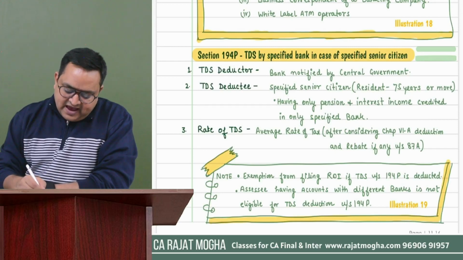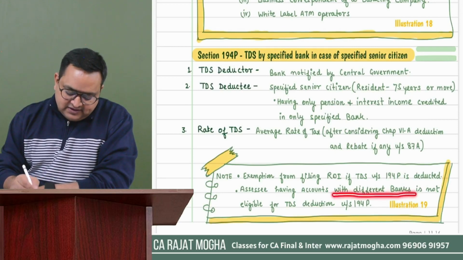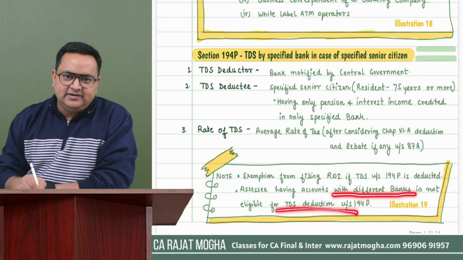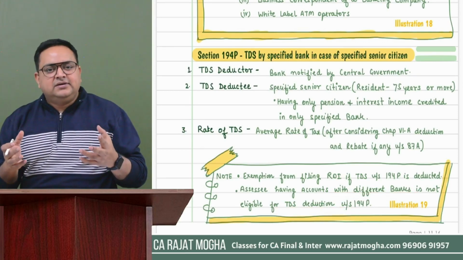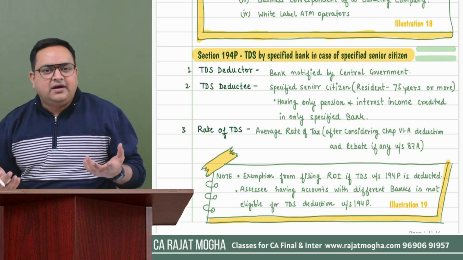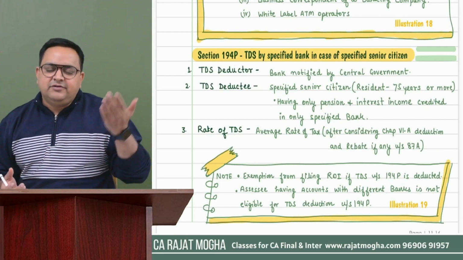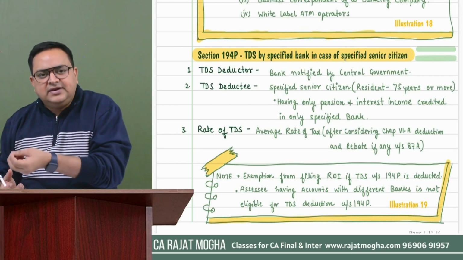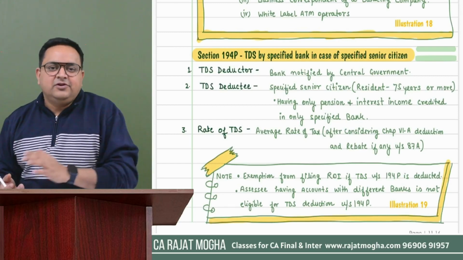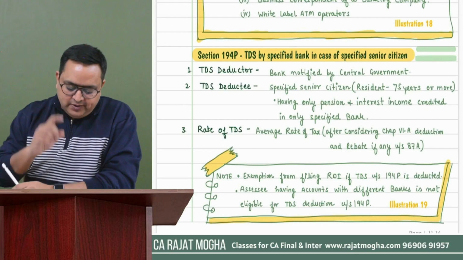And if the assessee has accounts with different banks, then this person would not be eligible. I have already discussed that if this person has two or three bank accounts in different banks, let's say one is State Bank of India, another is Canara Bank, and the third is in some other bank, then this person will not be eligible, right? It should be only one bank.